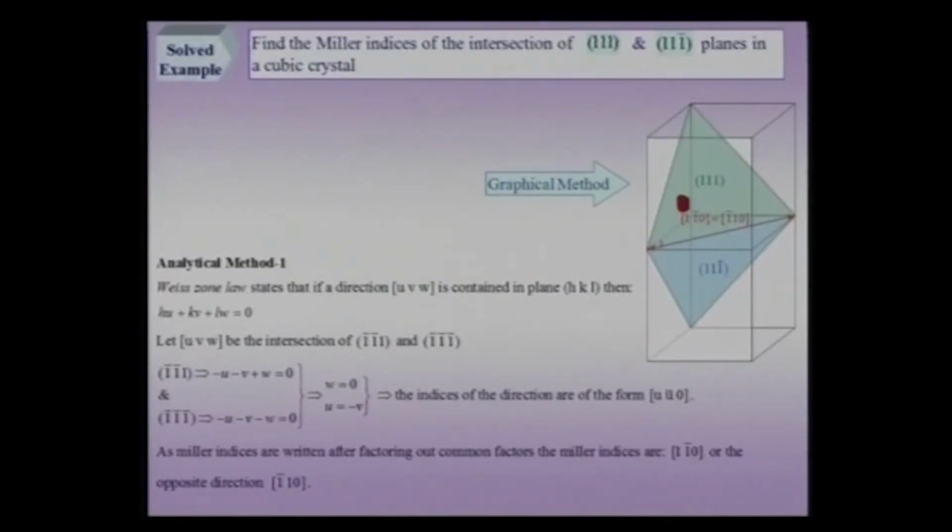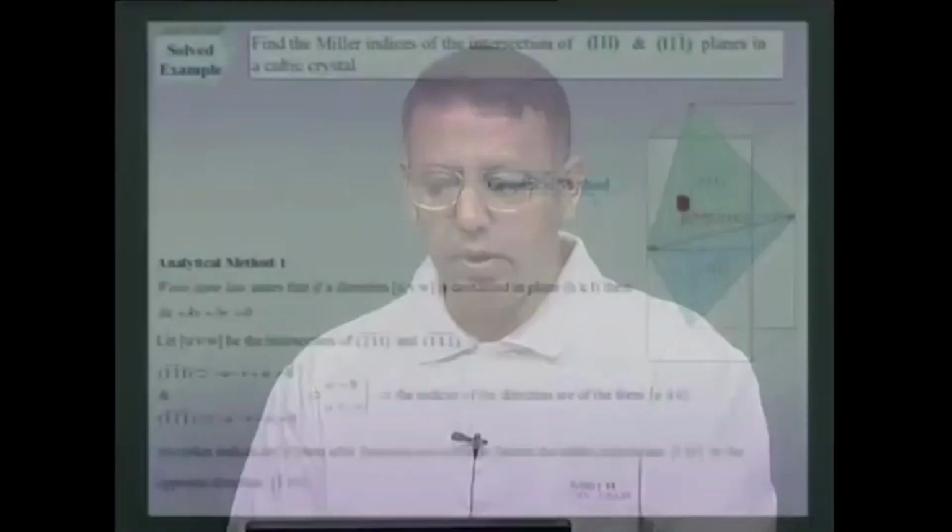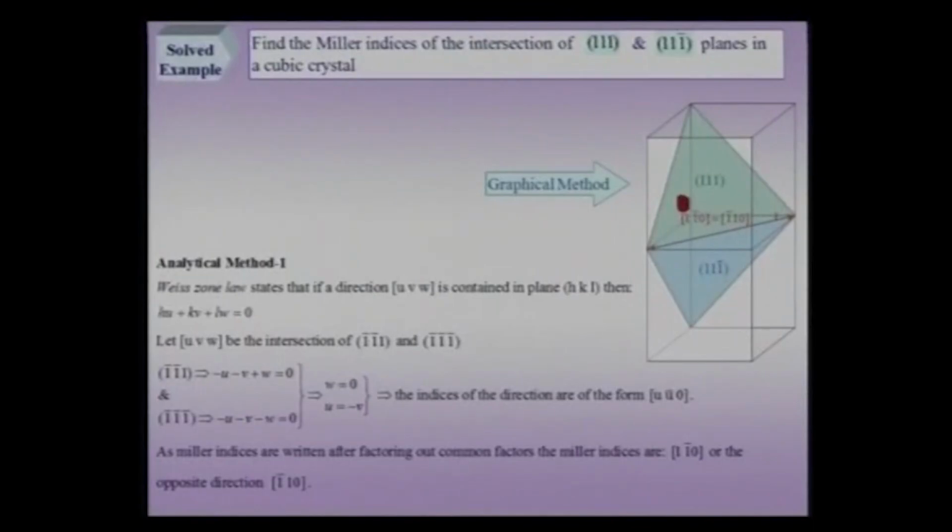So obviously as far as the Miller indices go, there are two choices, either this direction or its negative, and both are solutions to this problem of intersection of these two planes. So as for direction, there are two directions. The line of intersection of course just will be one line, which is the red line. Now once I know the line, I can find its direction.